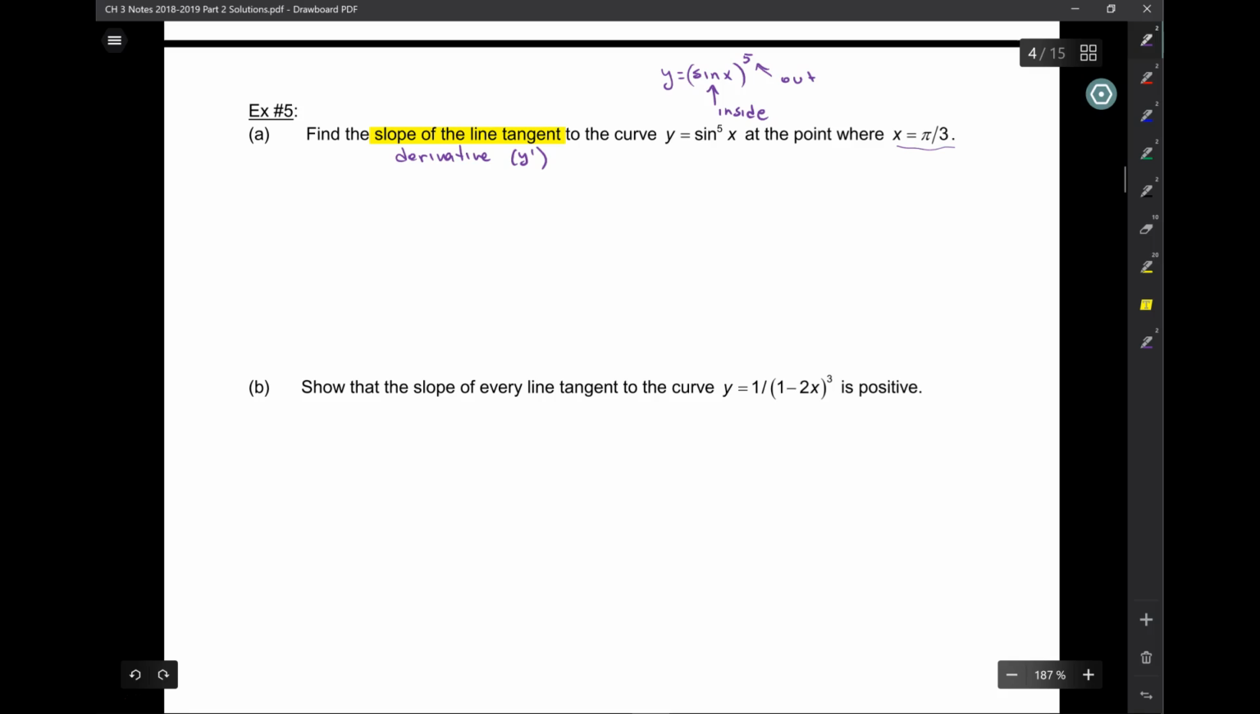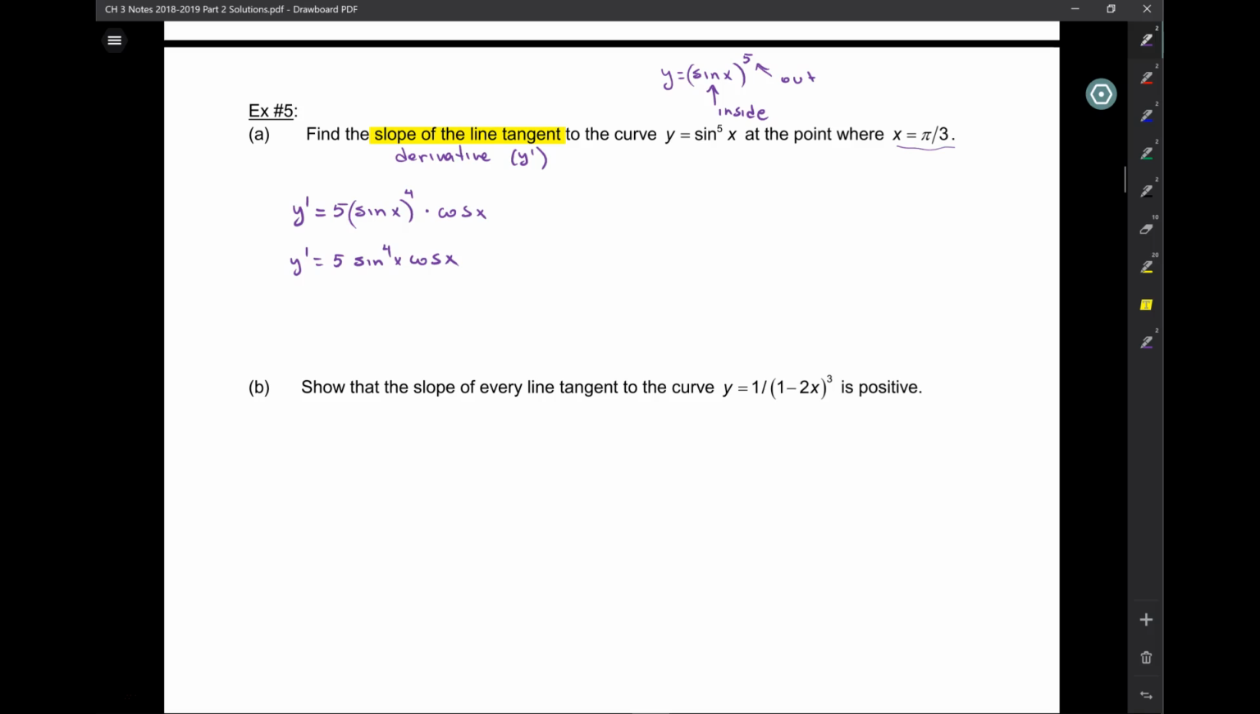So y prime is equal to what? 5 comes down, 5 sine x to the power of 4 times cosine x. All right, so y prime is 5 sine to the 4 x cosine x. That's more conventional to write.